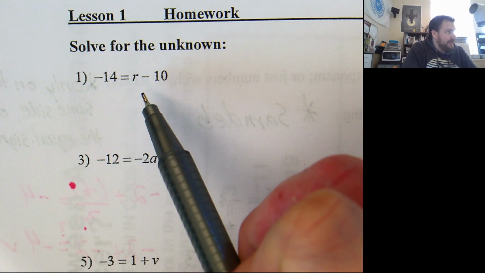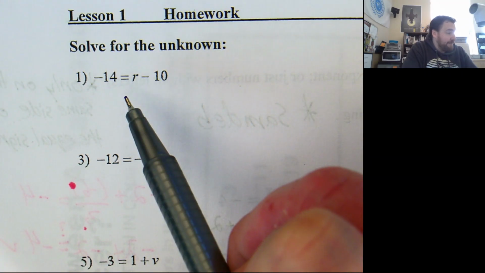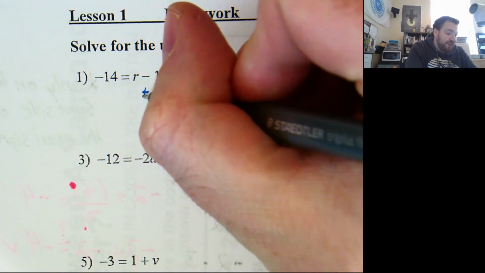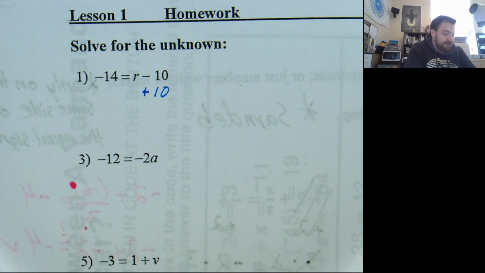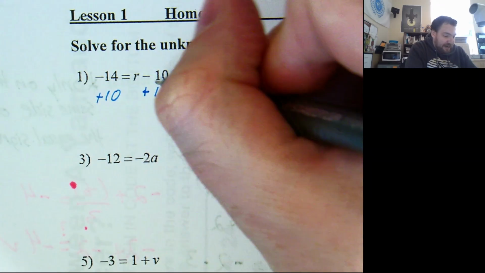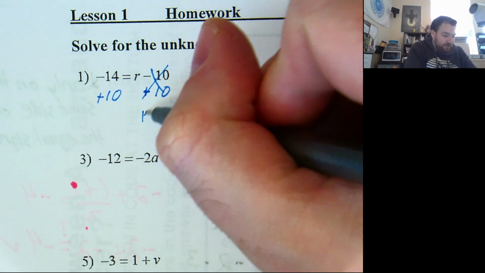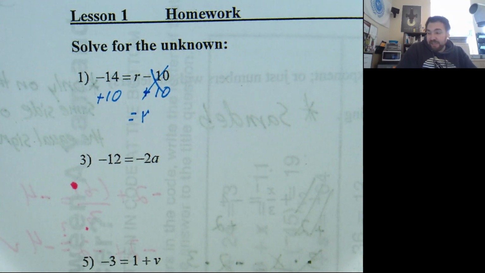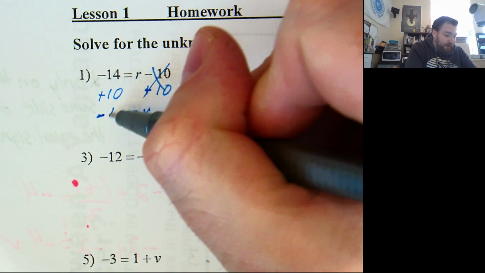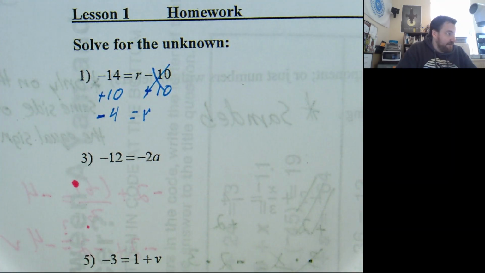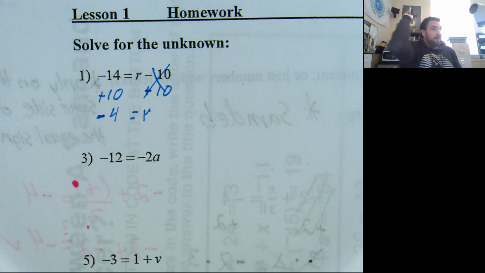Because I'm subtracting 10 from r, Ruben, and I want to get it by itself, I'm going to do the opposite operation of adding 10 to both sides. Whatever you do to one side, you must do to the other. Negative 14 plus 10 is negative 4. And we're done. Are there any questions about any part of that? Sweet. Okay.